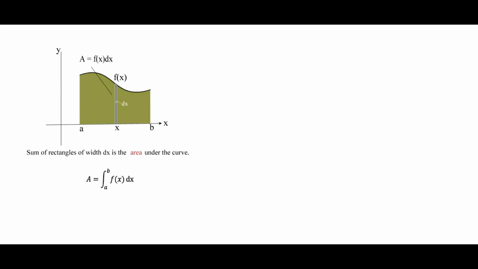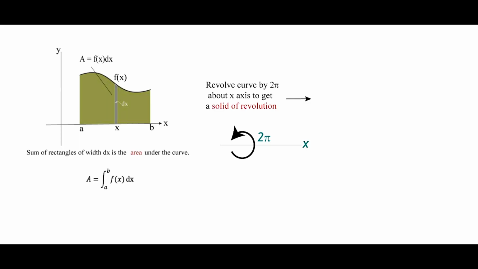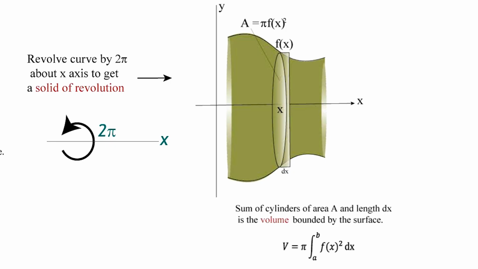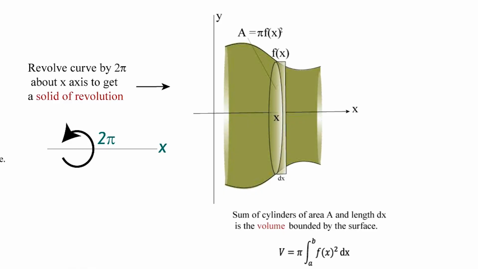Now we're asked to find the volume bounded by a surface. So the question is, how do we go from an area bounded by a curve to a volume bounded by a surface? Well, suppose we've got some curve f of x, and we rotate that f of x around the x-axis through an angle of 2 pi. That's one complete revolution. We end up with a volume bounded by a surface. What's the value of that volume?